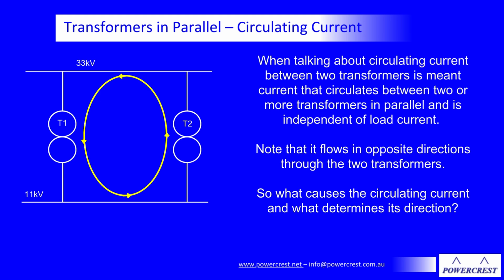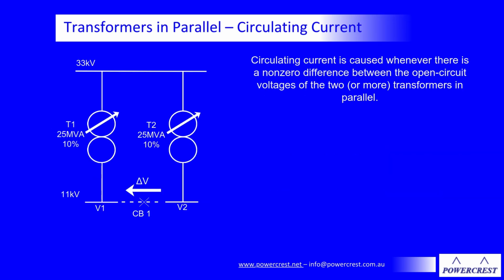The question now is, what causes the circulating current and what determines its direction? To start off, it is not caused by transformers of differing impedances. As we saw in the previous video, different impedances result in disproportionate distribution of the total current between the transformers, not circulating current.